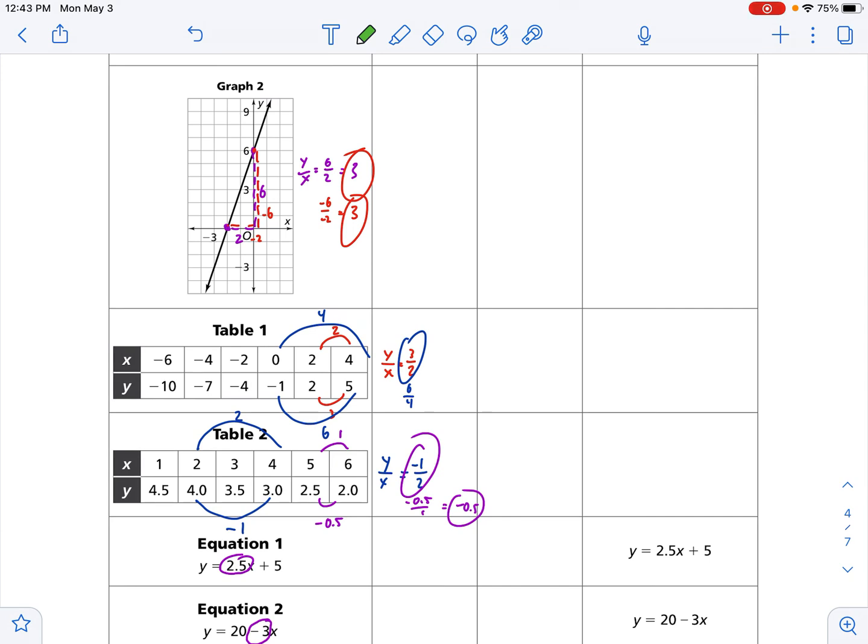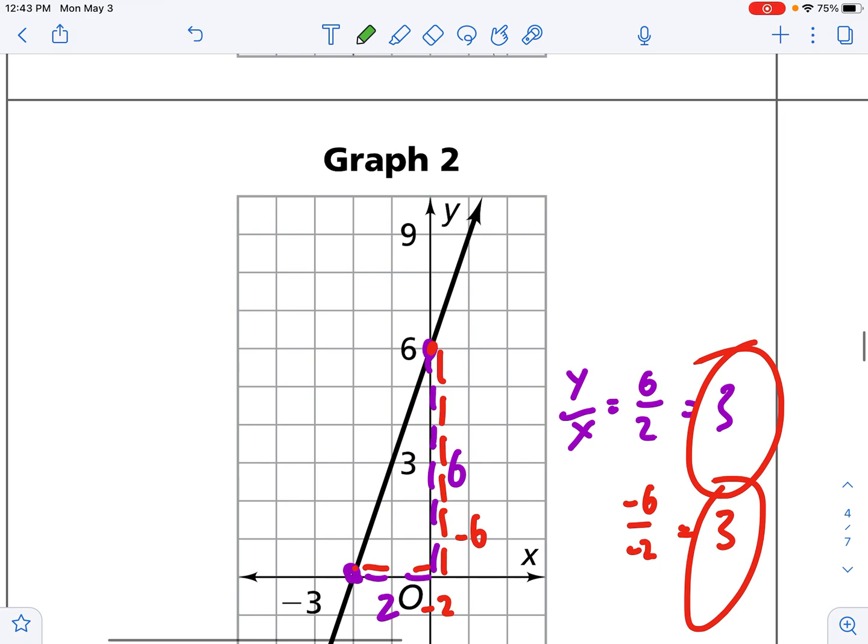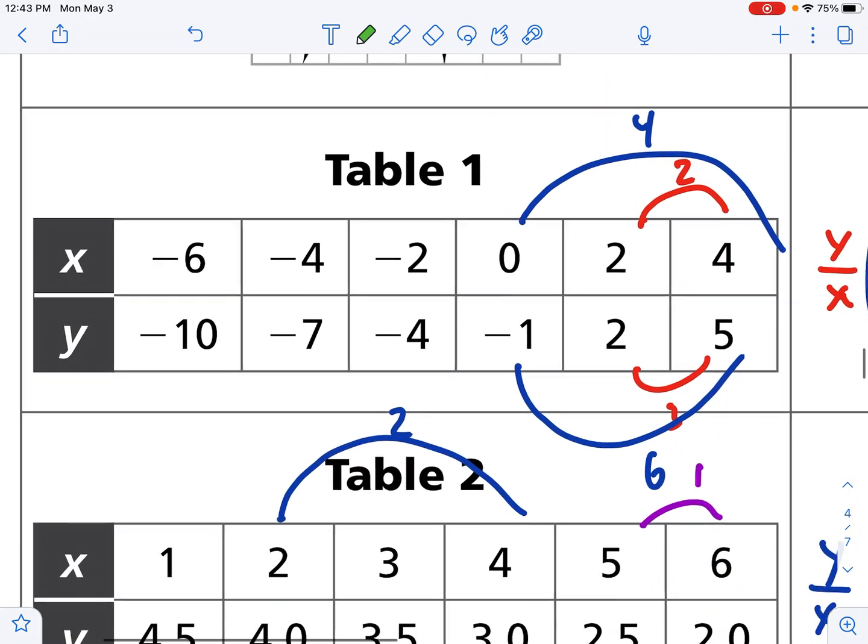Let's find the y-intercept, because if you find the slope, that rate of change, and you find the y-intercept, you can build an equation real quickly. So this guy, the y-intercept is 6, because it's where it crosses the y-axis. So just remember in your equation, it's positive 6. This one is also positive 6. It's right there, where it crosses the y-axis.